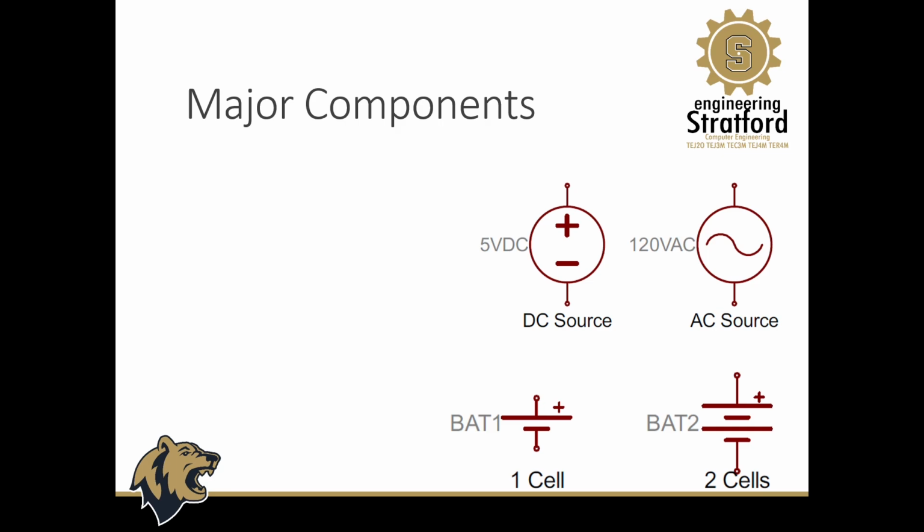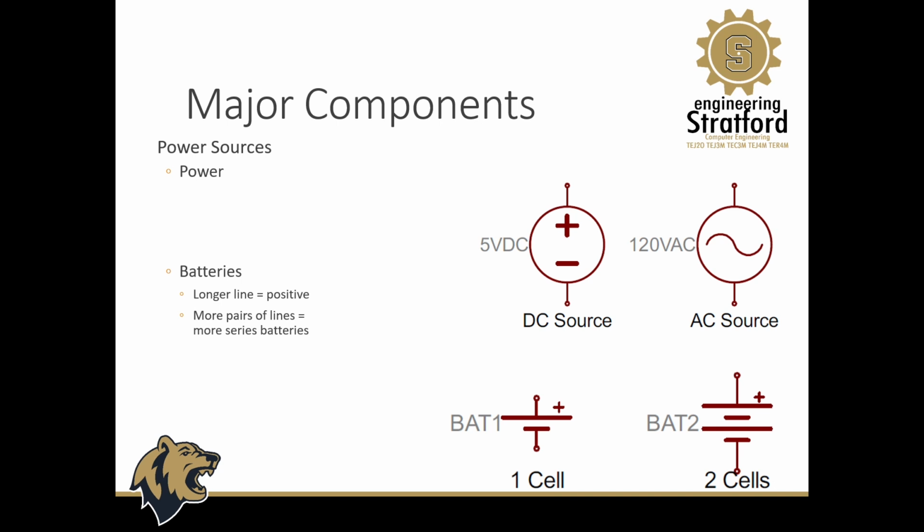All right, next up are our power sources. There's not much of a circuit if you don't have any power coming to it. We've got four different power source schematic symbols here. The one top left would be a 5-volt DC source, so that's probably some kind of cell. Over on the top right, we've got a 120-volt AC power source. That's what's coming out of the wall.